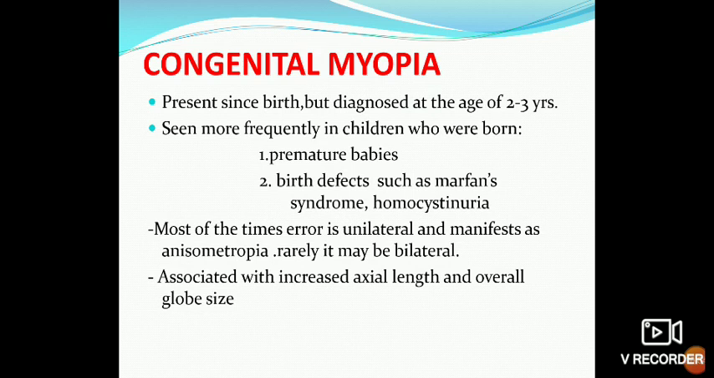It means refractive error in one eye is different from the refractive error in the other eye. So one eye can be completely normal, while the other eye will have some refractive error. And when this difference is more than 3 diopter, we call it anisometropia. Okay. Next, all this is about congenital myopia.